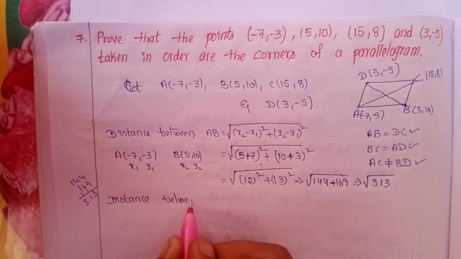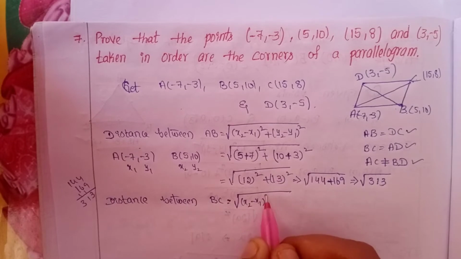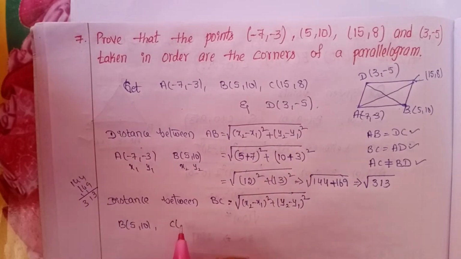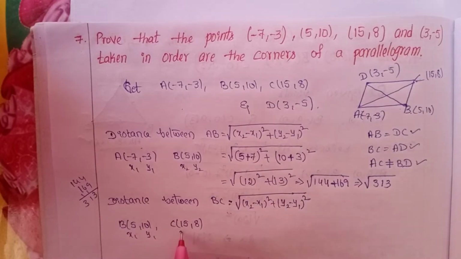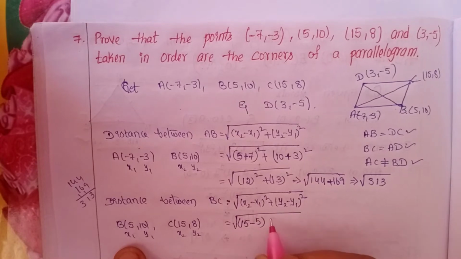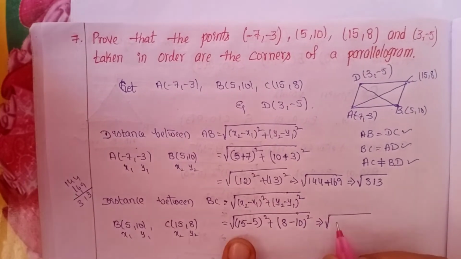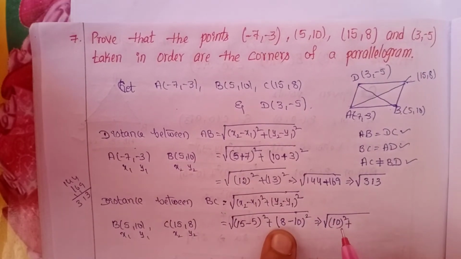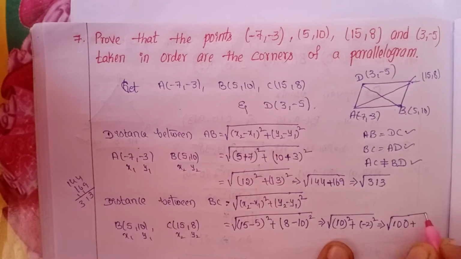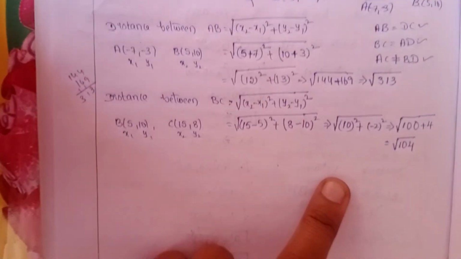Okay, next, the distance between B and C is the square root of (x2 - x1)² plus (y2 - y1)². B is point (5, 10) and C is point (15, 8). This is the square root of (15 - 5)² plus (8 - 10)². 15 - 5 = 10, 10² plus (-2)². 10² means 100 plus (-2)² means 4, equal to 104, root 104.